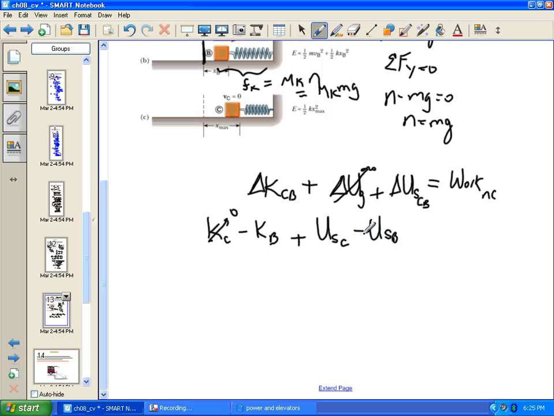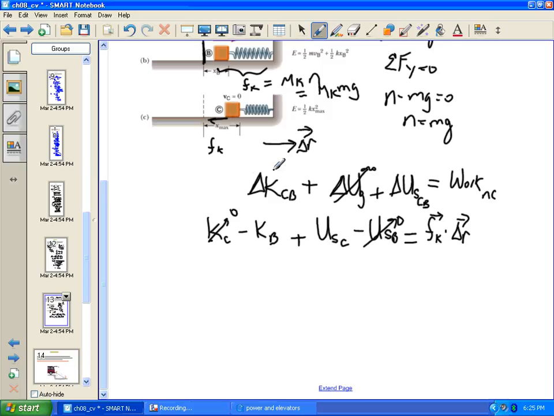K sub C minus K sub B, where K sub C equals 0 since the block momentarily stops, plus U sub S C minus U sub S B. Well, at position B, the spring is relaxed, it hasn't been compressed, and so there should be no spring potential energy. But this should equal F k dotted with delta R. Now here again, you can see that the work done will be negative since delta R is to the right, while the kinetic friction is to the left, and so opposes that. And so the angle between delta R and F sub k is 180 degrees, with cosine equal to -1.